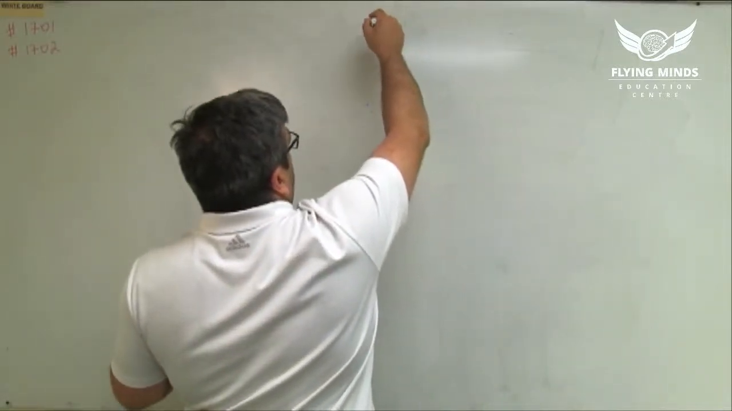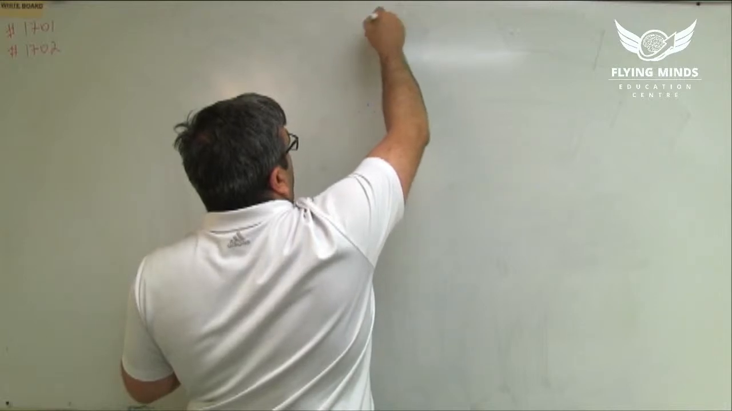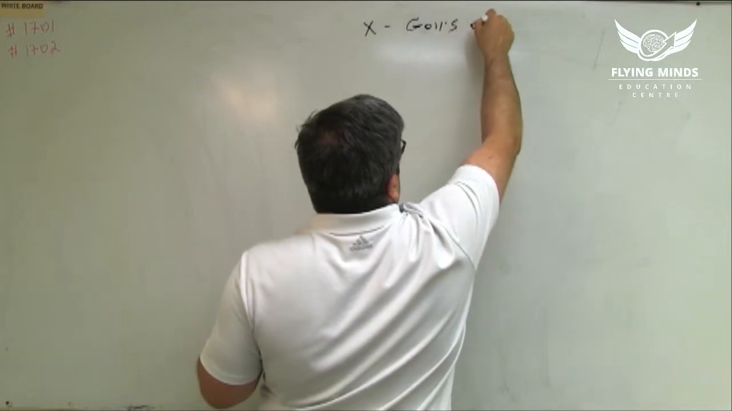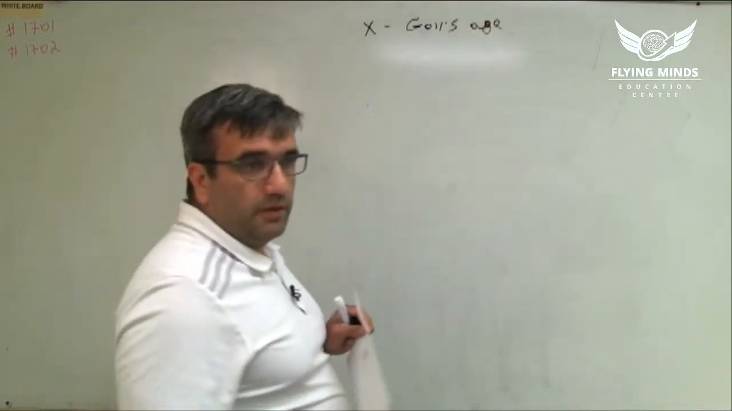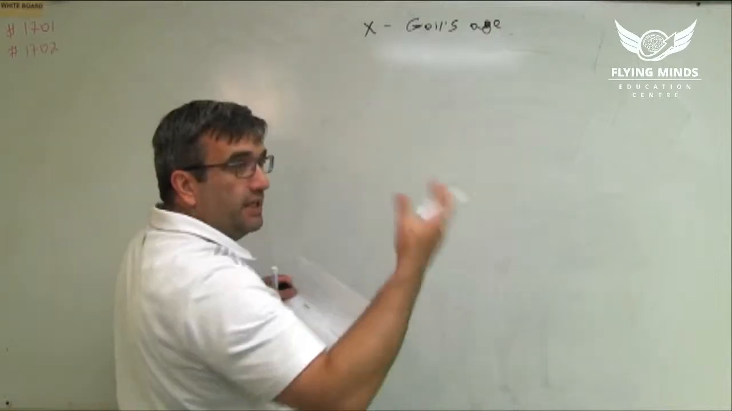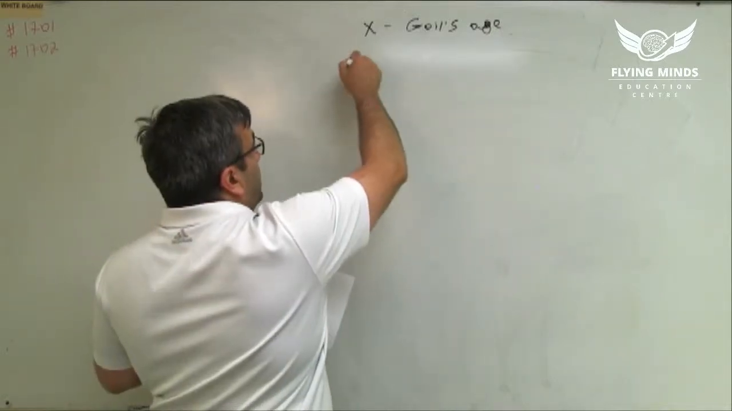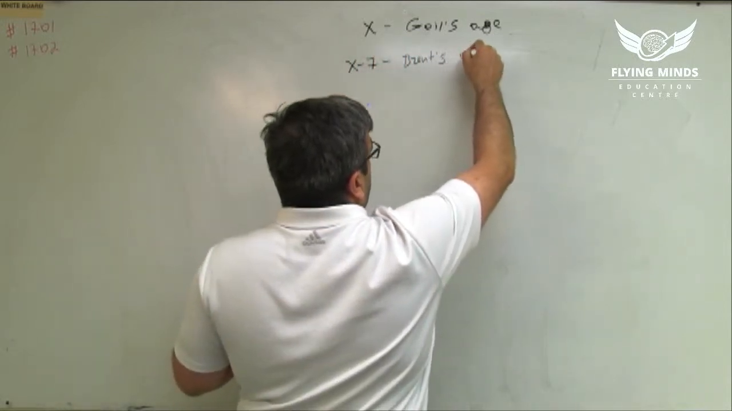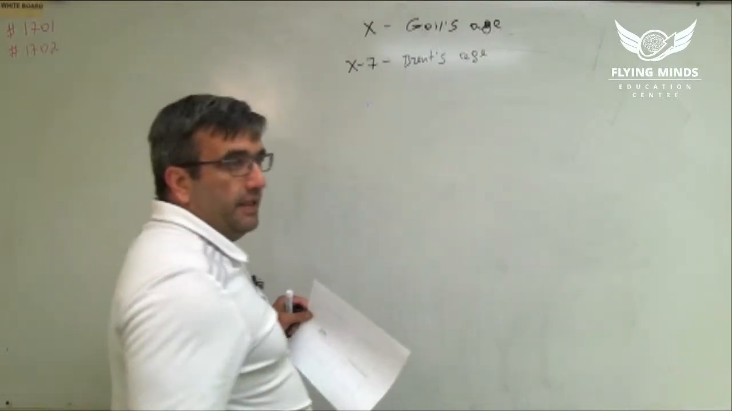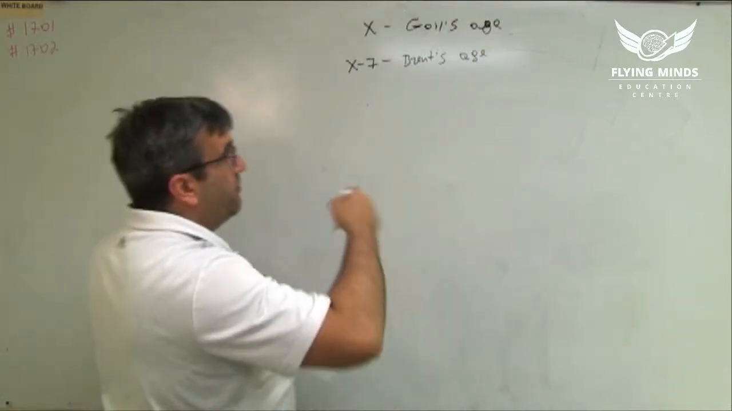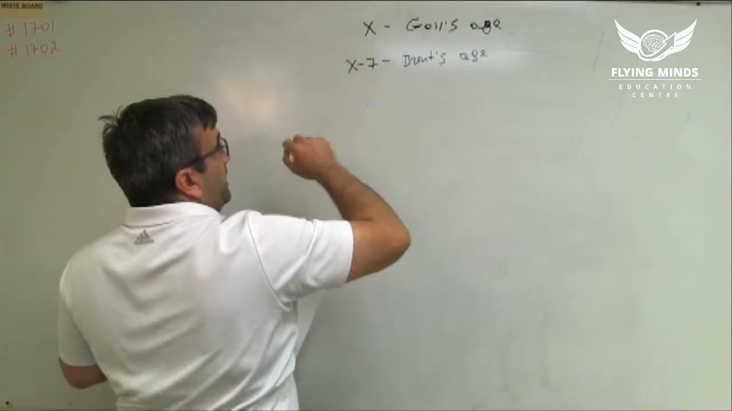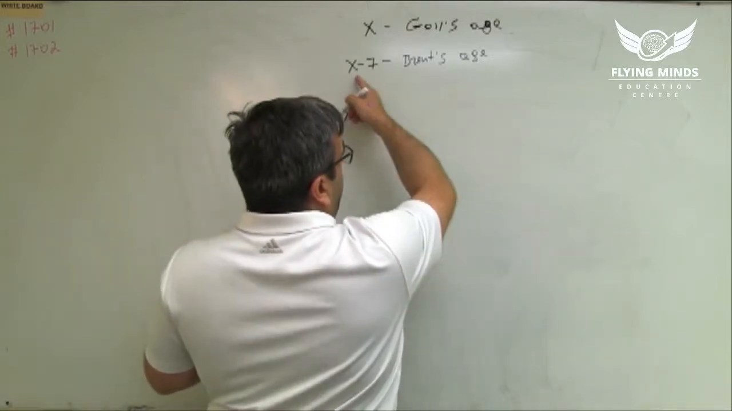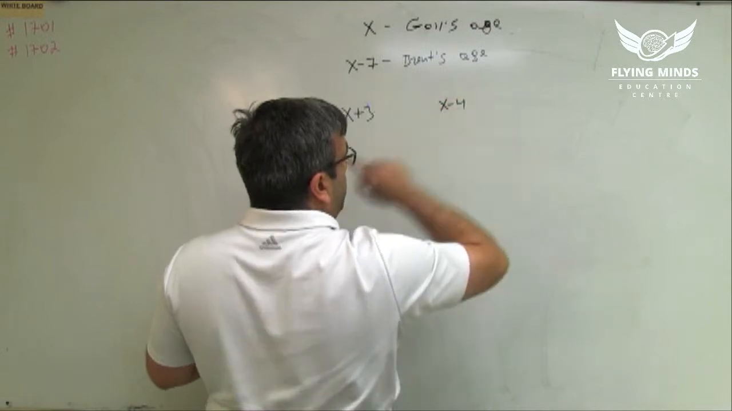So if Gail's age is X, then Brent's age, he's 7 years younger, right? So X minus 7 is Brent's age. In 3 years, the sum of their ages will be 83. And so in three years, Gail's age will be X plus 3, and Brent's age will be X minus 7 plus 3, which is X minus 4, right?